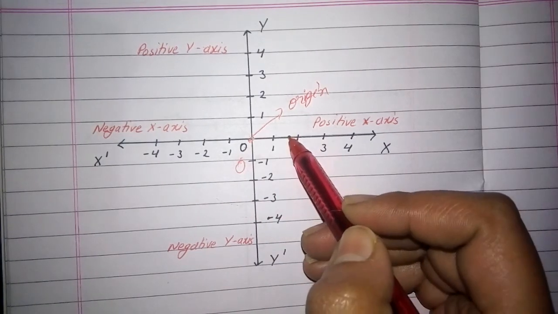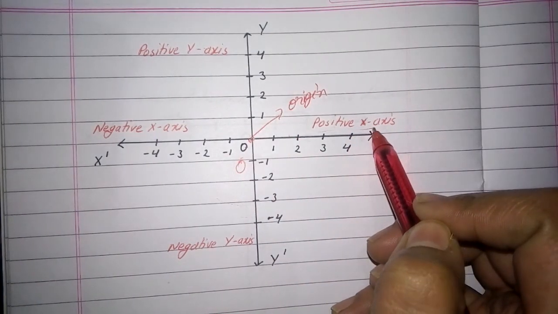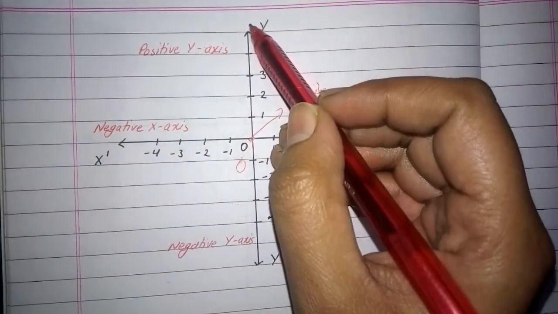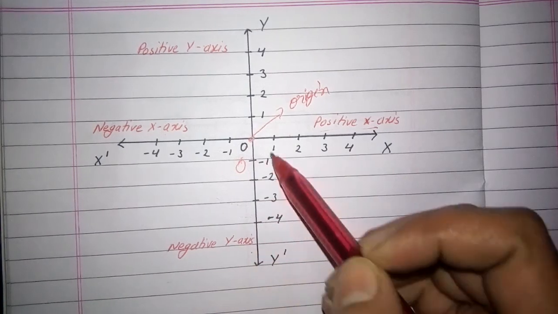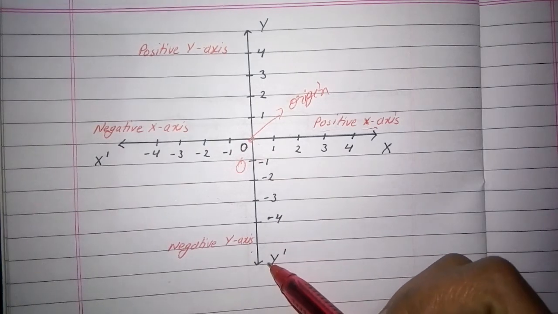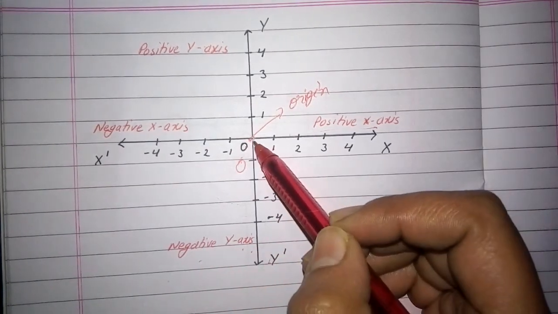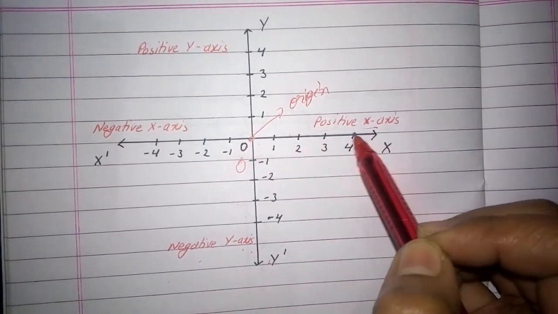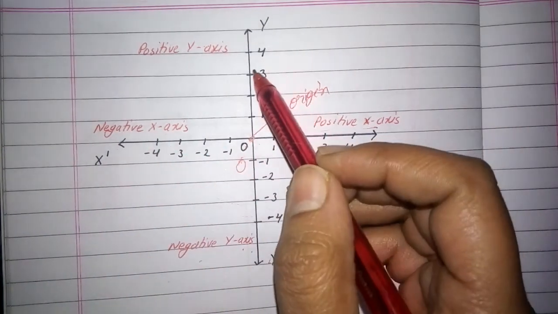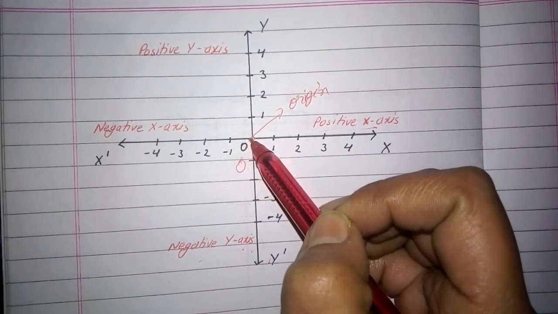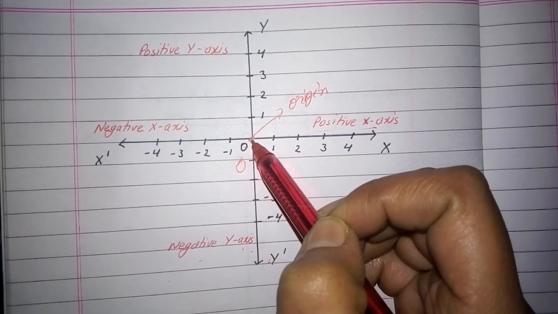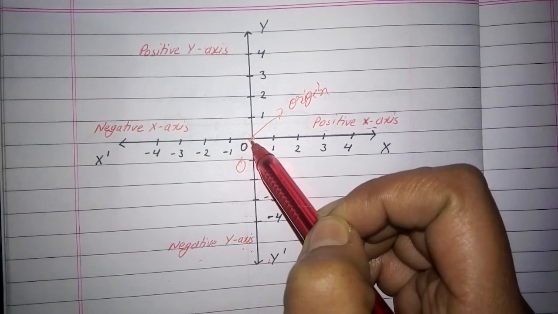Now this is the positive x-axis, which I already explained in the number lines. This is the negative x-axis, this is the positive y-axis, and this one is the negative y-axis. From 0 to y onward it is the positive y-axis, from 0 to y dash the negative y-axis, from 0 to x the positive x-axis, and from 0 to x dash the negative x-axis. The point where the x dash and y dash, the horizontal and vertical number lines, intersect is the origin.